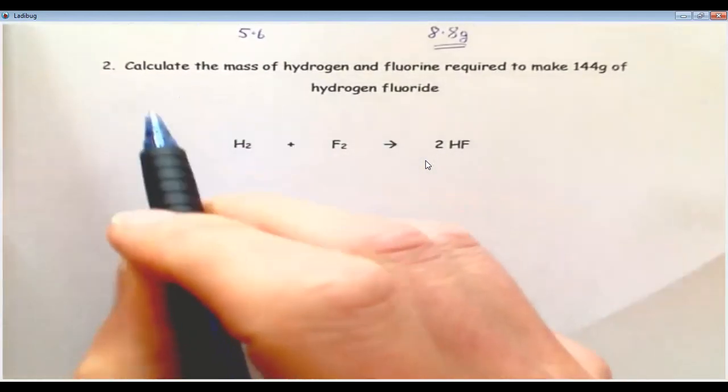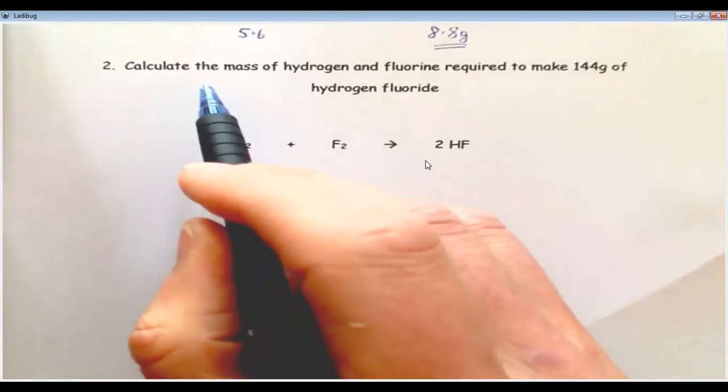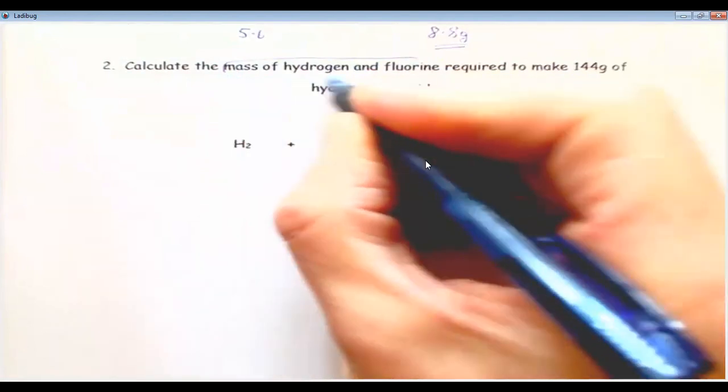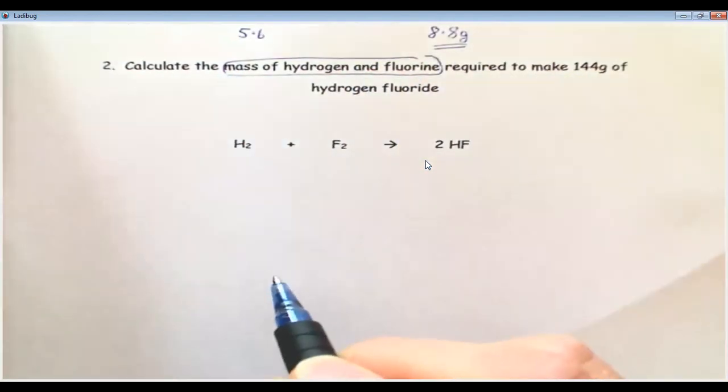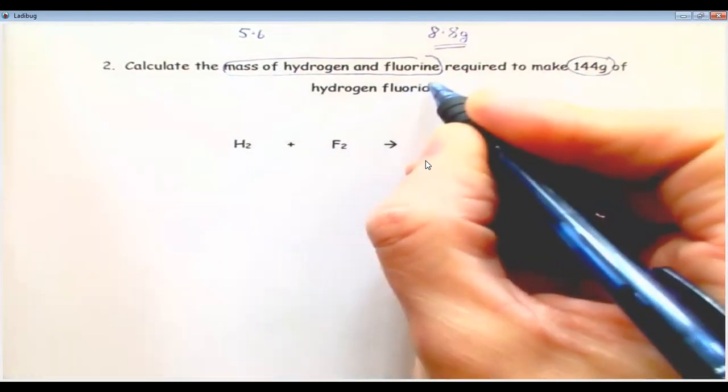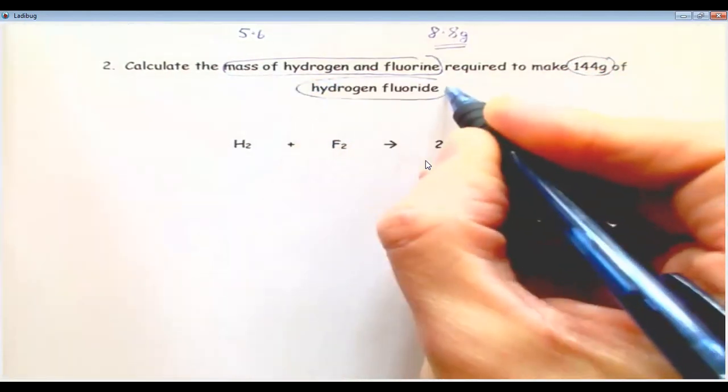Question number 2, let's read it. Calculate the mass of hydrogen and fluorine required to make 144 grams of hydrogen fluoride.